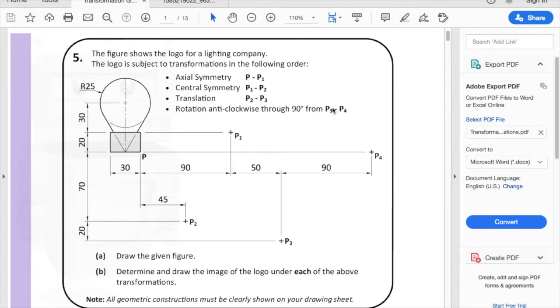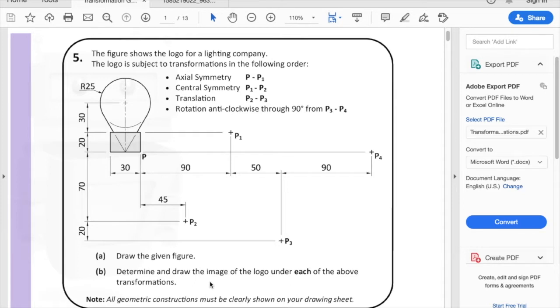The figure shows the logo for a lighting company. The logo is subject to transformations in the following order. So we have an axial symmetry from P to P1. Central symmetry from P1 to P2. Translation from P2 to P3, and then a rotation anti-clockwise through 90 degrees from P3 to P4. So there are our transformations. It says to draw the given figure and then determine and draw the image of the logo under the above transformations.